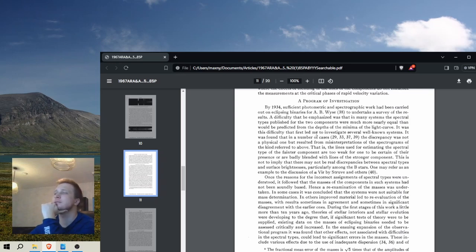It was this difficulty that first led me to investigate several well-known systems. It was found in a number of cases that the discrepancy was not a physical one, but resulted from misinterpretations of the spectrograms of the kind referred to above.